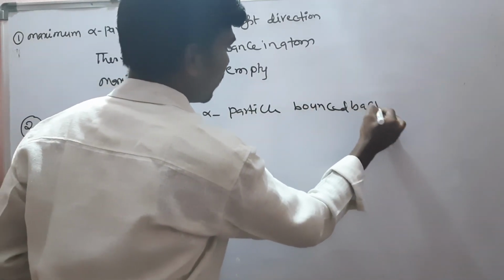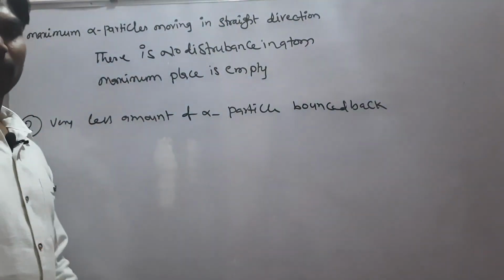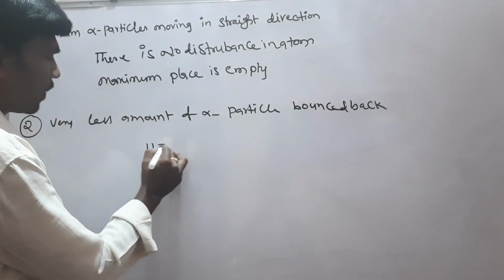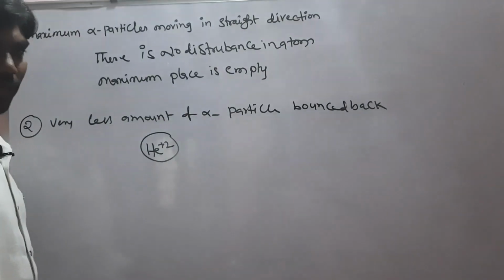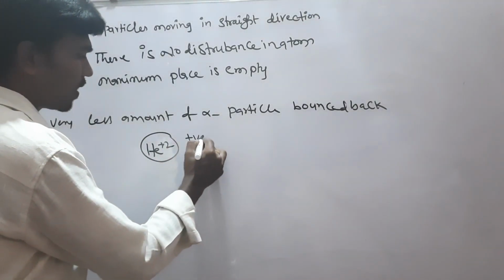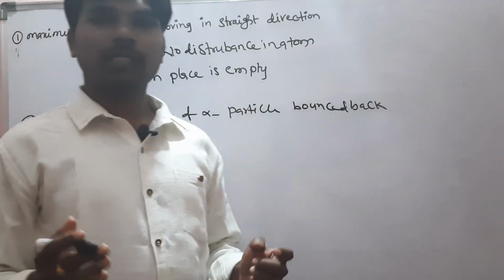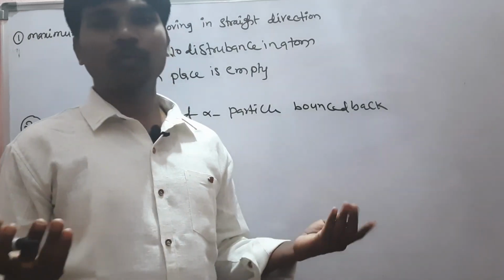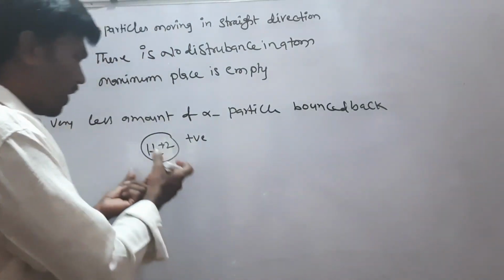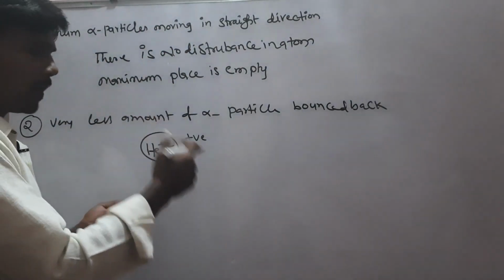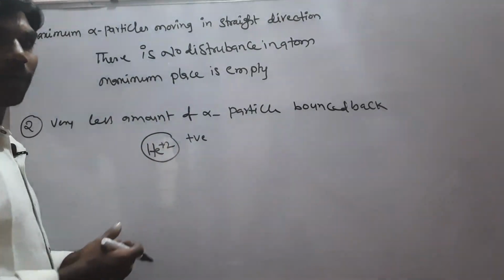Very less amount of alpha particles bounced back. We know that helium has a +2 charge, meaning helium has a positive charge. According to physics, same charges repel and opposite charges attract. Now helium has a positive charge, so which charge will repel the helium particle?